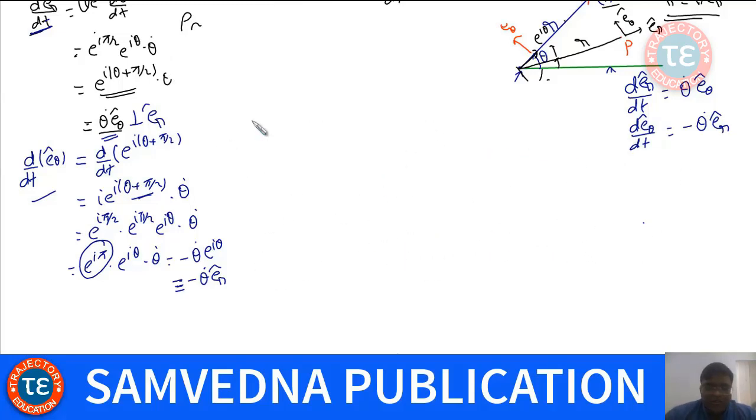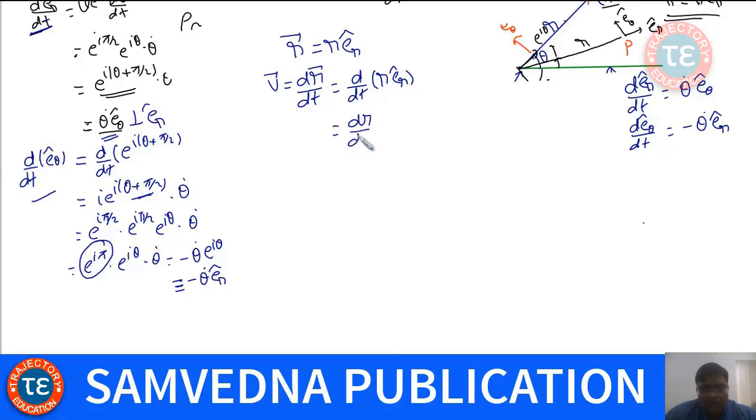Moreover, from this equation and from these two relations, we can find the expression of velocity and acceleration in the plane polar coordinate system. See, position is given by R E_r and velocity is dr by dt, that is d by dt of R E_r, and d by dt of E_r. So this is R dot, which is called the radial component, and this is R theta dot.